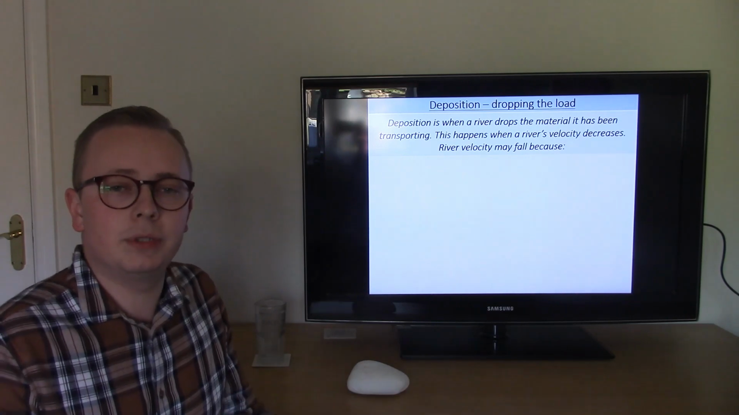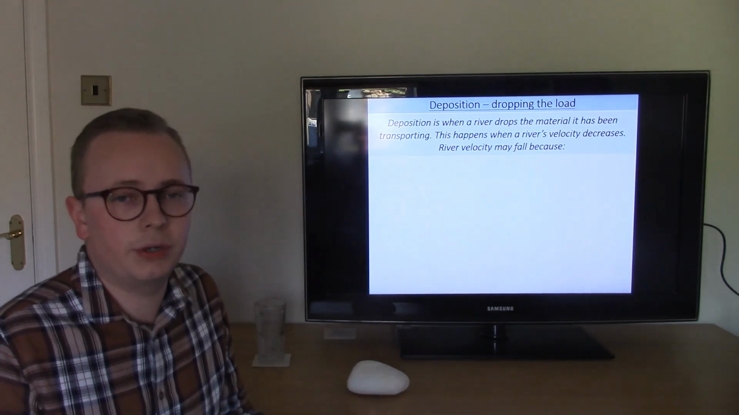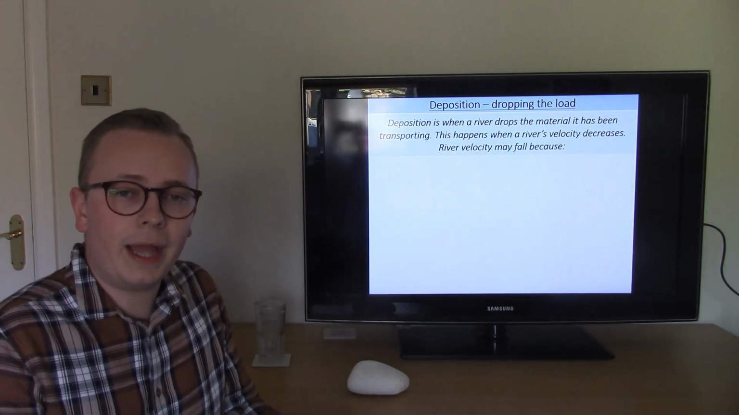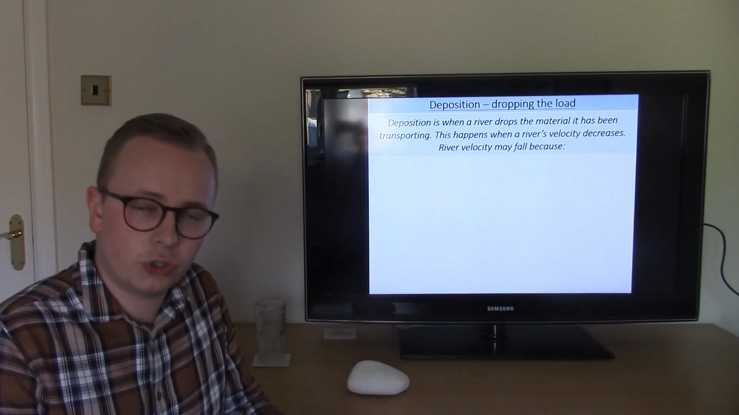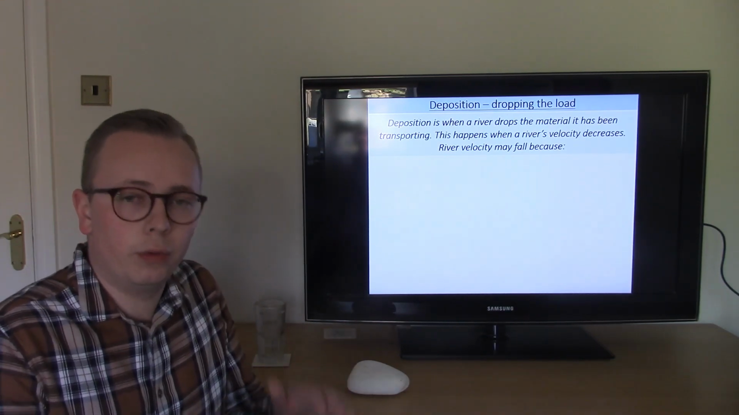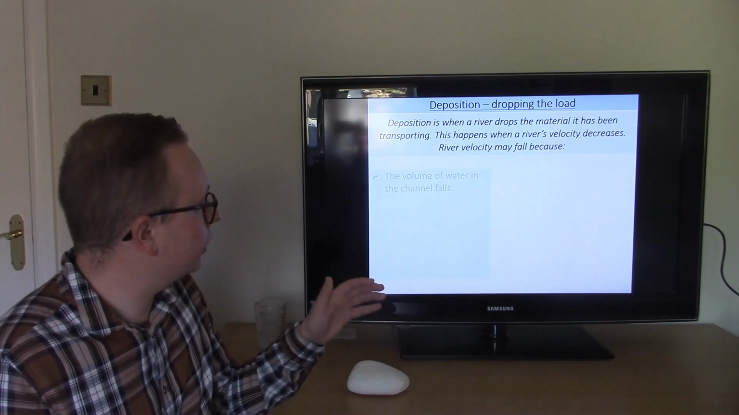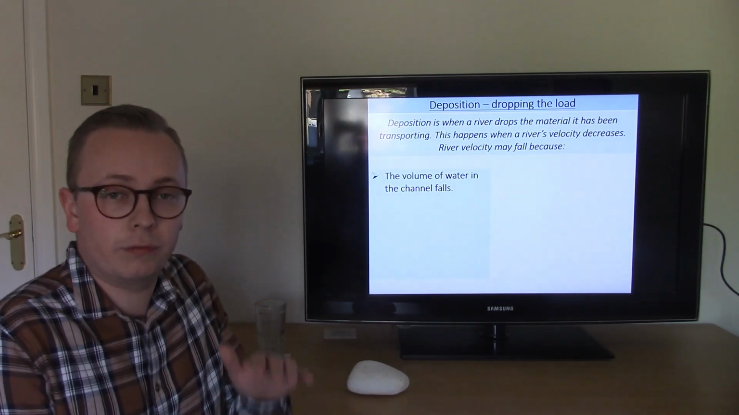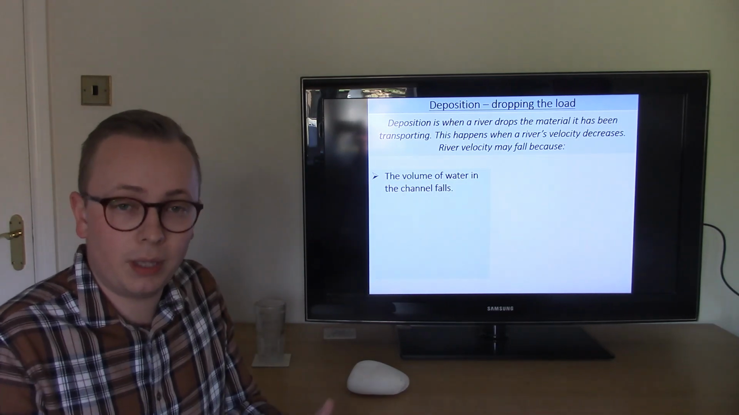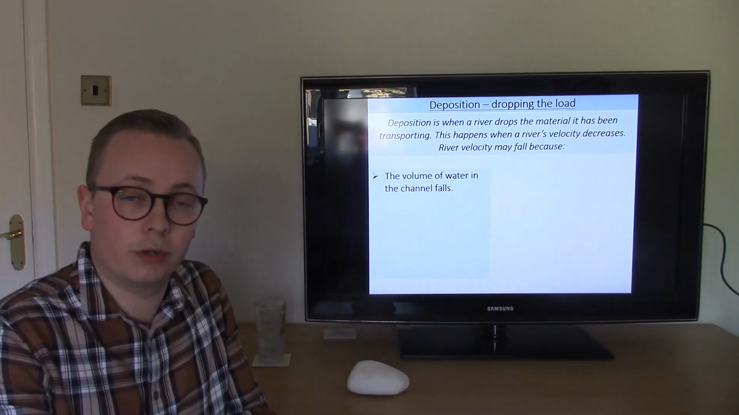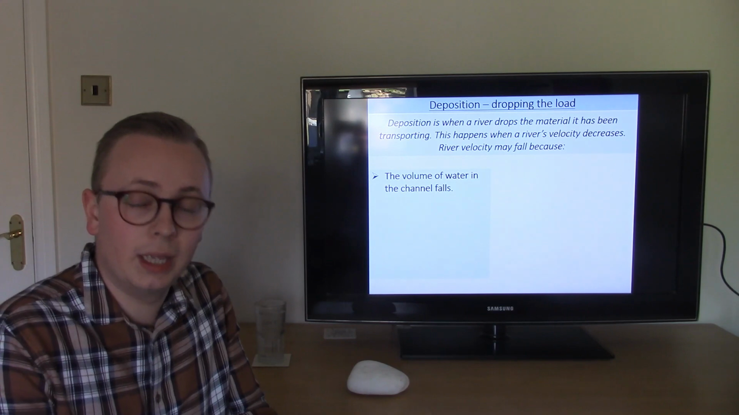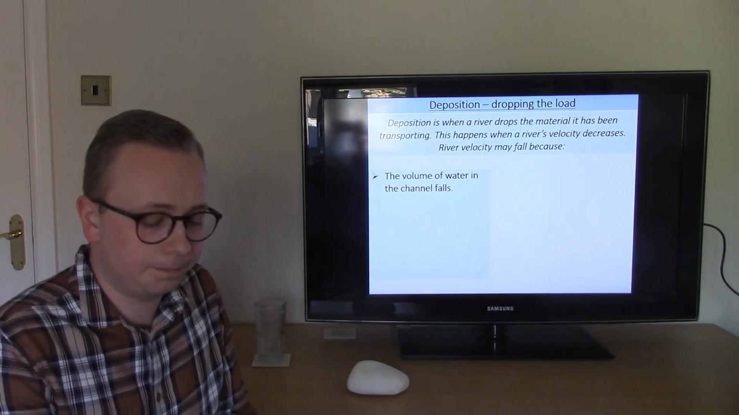And then we get to deposition, when the river is dropping the material it's been transporting. And that happens due to a fall in the velocity, the speed of the river. And that happens due to a number of reasons. Firstly, the volume of water in the river channel falls. After a particularly dry spell, lack of rainfall, the water level is going to fall, therefore so will its speed, and so it's going to be depositing material.